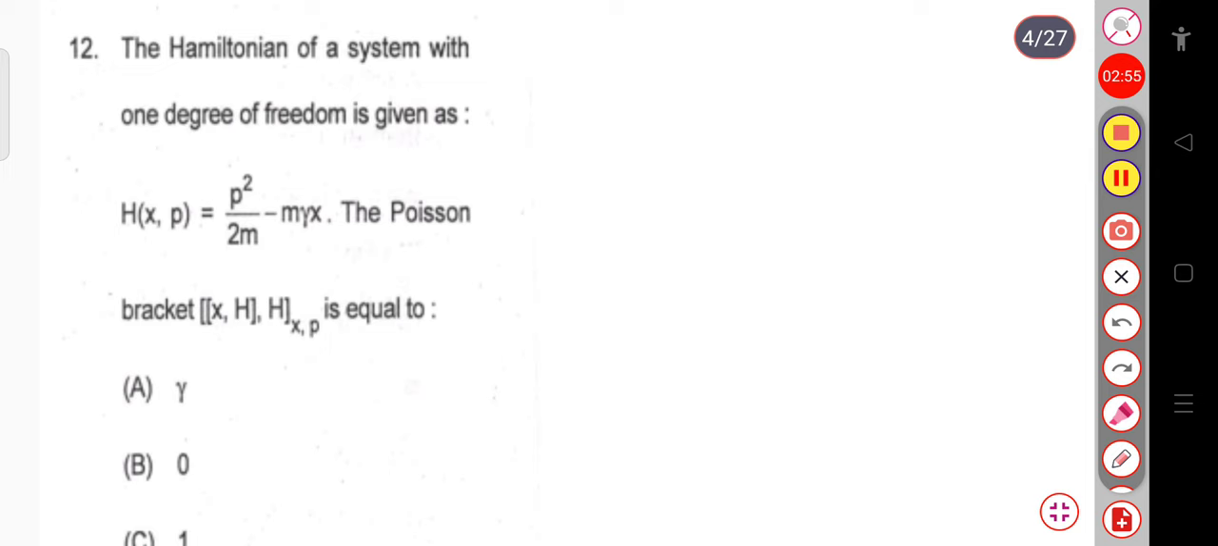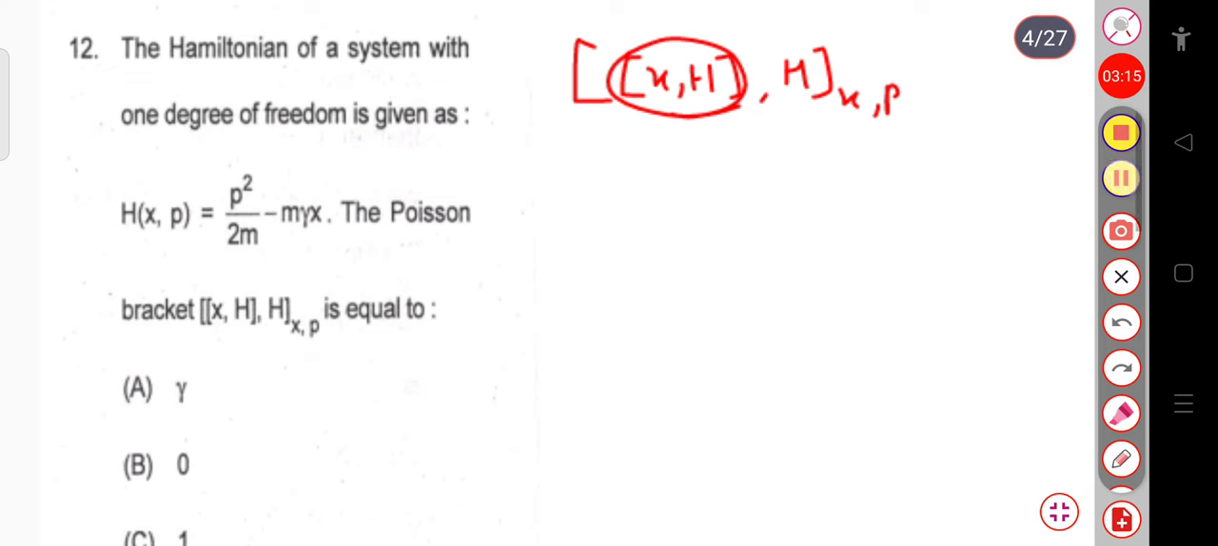Now first of all I will write, you have to calculate the Poisson bracket of x comma H with again the Hamiltonian H with x comma p. To write the Poisson bracket, first of all you have to consider this term as, suppose, any g term, so you have to take dou g by dou x into dou H by dou p minus dou g by dou p into dou H by dou x, like this.